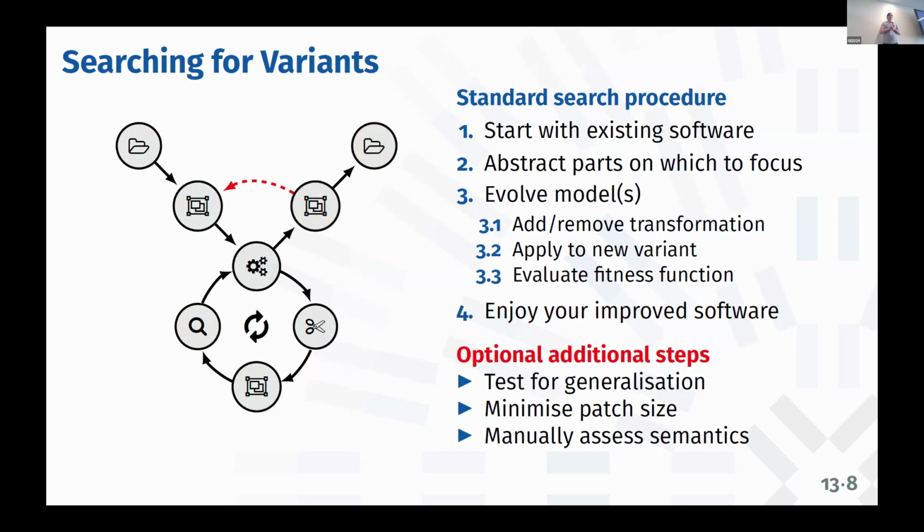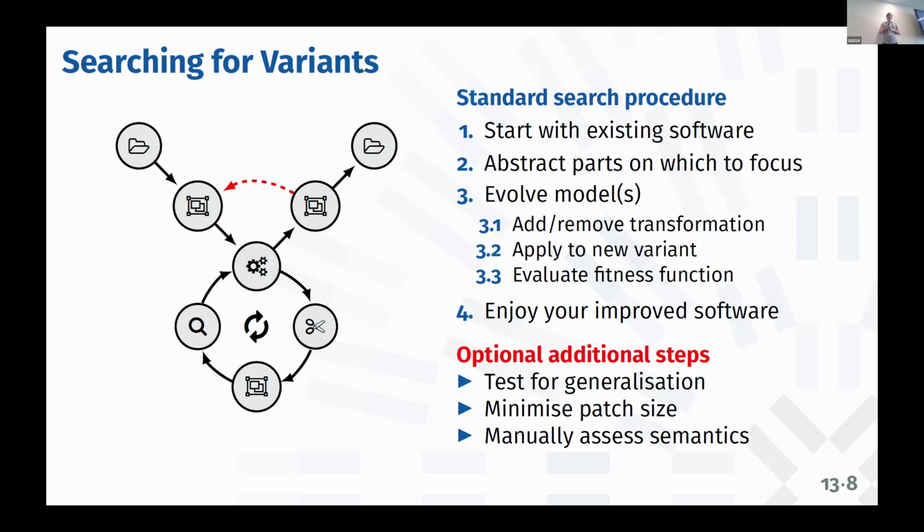That's just one single search. We can try to do a lot more. We can, for example, do a second search for generalization. So do the first search on a set of training data, get an improved software on that training data, and then try it again on another set of data to see if it still works, if we have learned something useful or not. We can try to minimize patch size, again, on the same or different set of data.